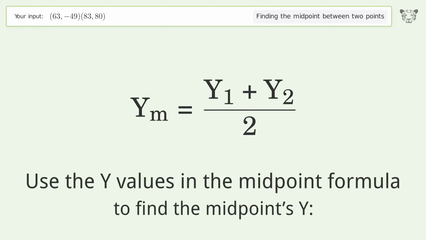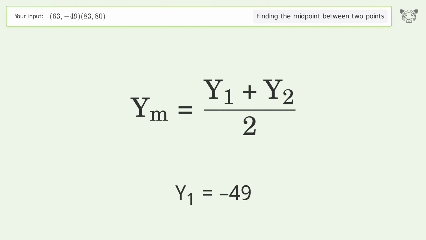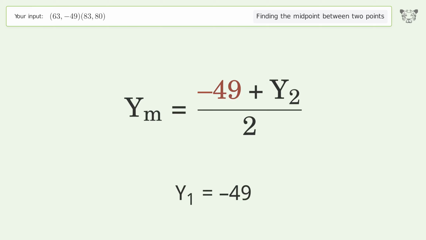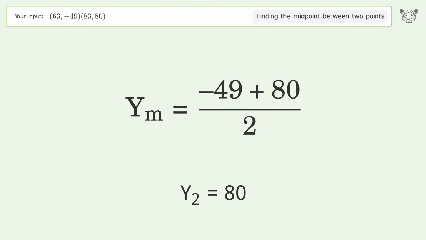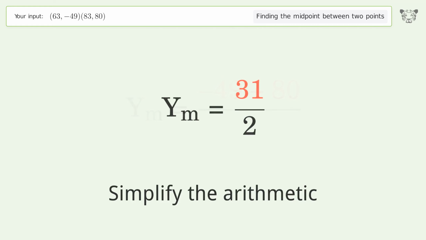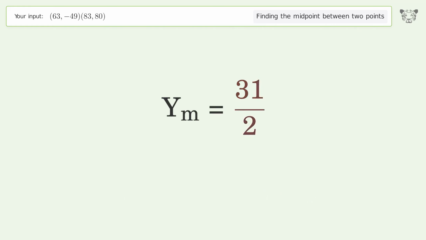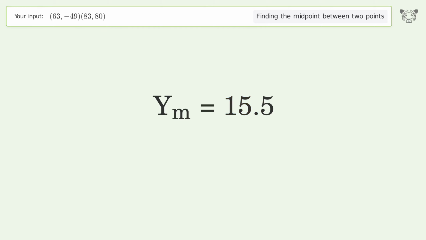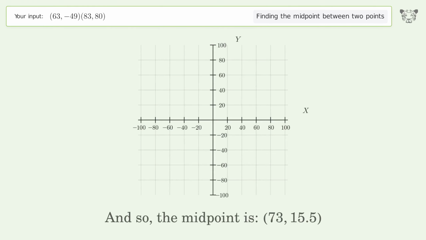Use the y values in the midpoint formula to find the midpoint's y. y1 equals negative 49. y2 equals 80. Simplify the arithmetic. And so, the midpoint is 73, 15.5.